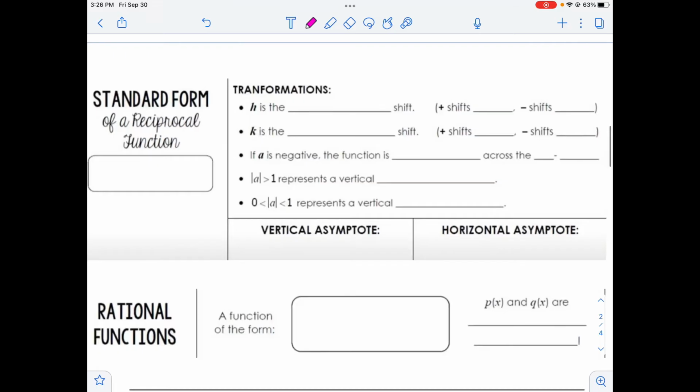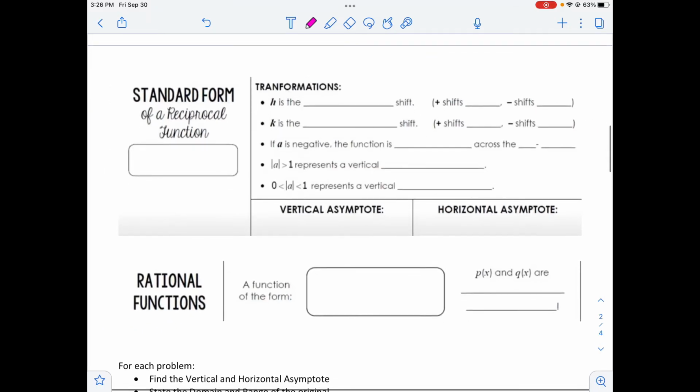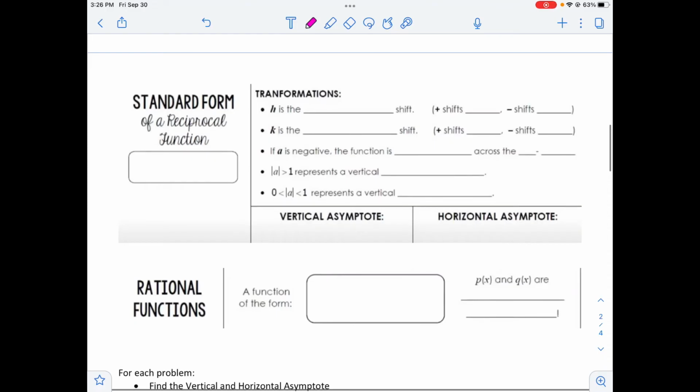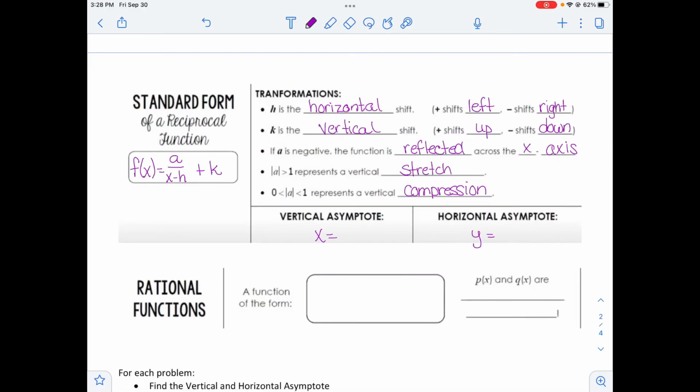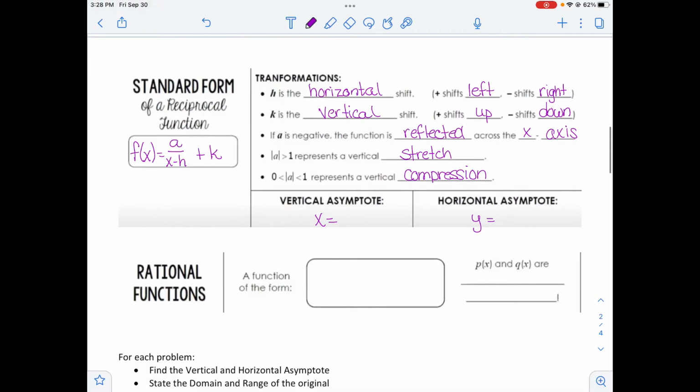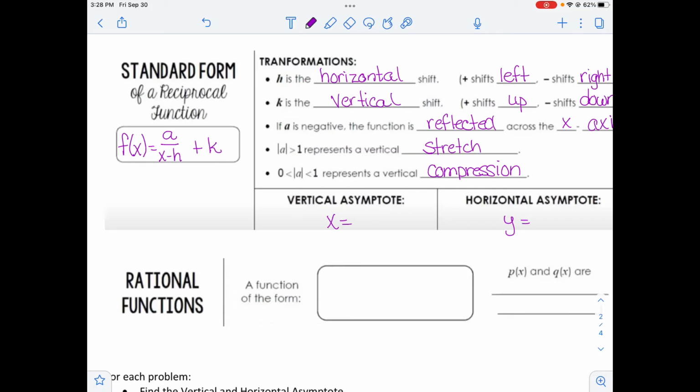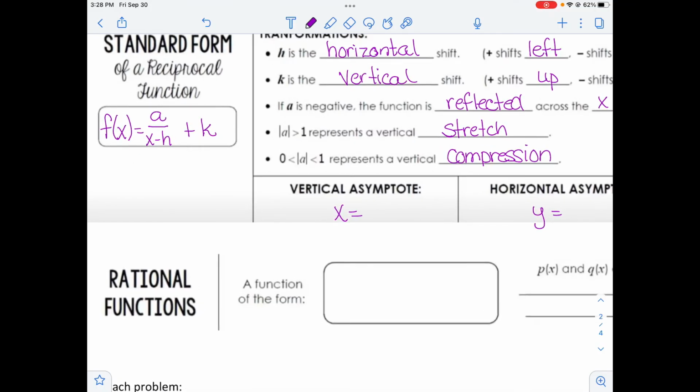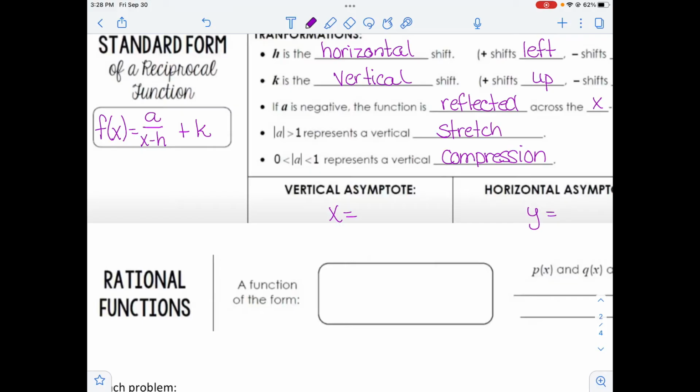All right, we're going to talk a little bit now about the standard form of a reciprocal function and what happens to it when we shift it around. As we've talked about previously in all of our different functions, we can do things to our standard form of that function and move it around: left, right, up, down, reflect, stretch, or compress it. So this is our standard form of a reciprocal function. You can see that we still have the H and K showing up in there, and we still have the A showing up in there. And they have different jobs, just like they do in other functions, in how they make things move.